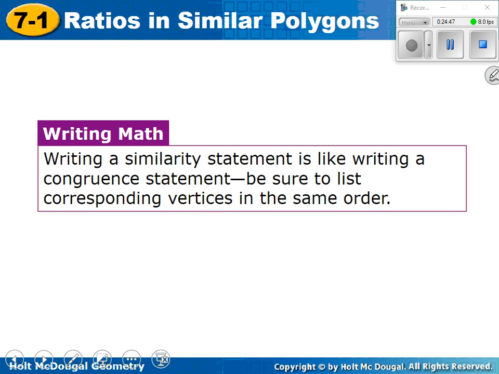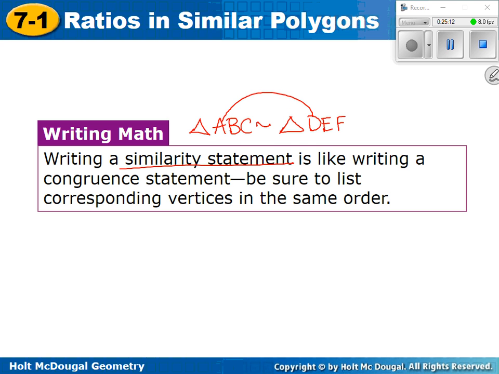I already said this as well, so if you flip it over, writing a similarity statement is like writing a congruent statement. Be sure to list your corresponding angles or vertices in the same order. When you write a similarity statement like triangle ABC is similar to triangle, the angles have to match up. So whatever the next triangle's name is, make sure you're saying that these angles are congruent, these angles are congruent, and these angles are congruent.